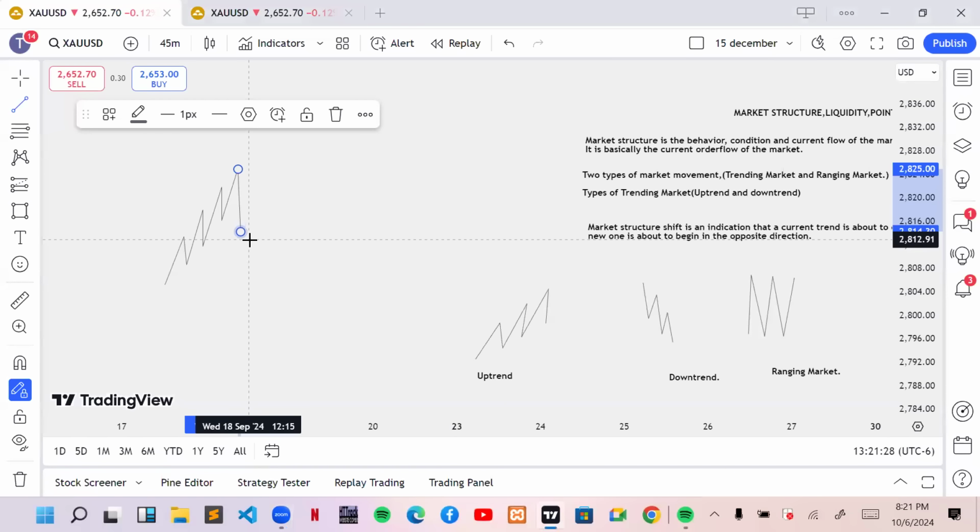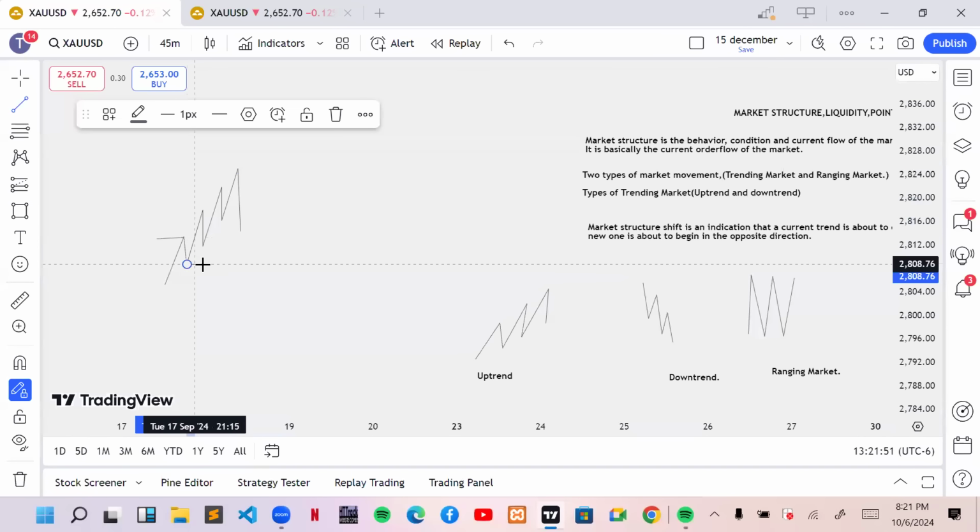So the market structure shift basically is an indication that the current trend is about to end and the new one is about to begin in the opposite direction. Previously, the market was on an uptrend. You can see the characteristics of an uptrend: higher highs, higher lows. This is the higher high, then this is the higher low. This is the higher high, this is the higher low. This is the higher high, this is the higher low. This is the higher high.